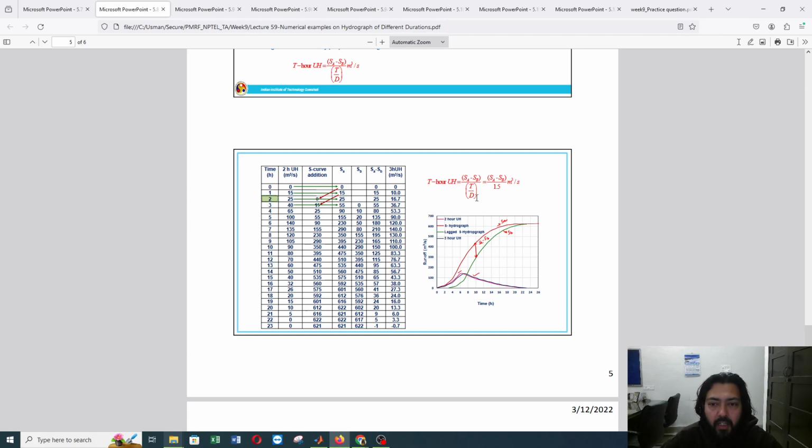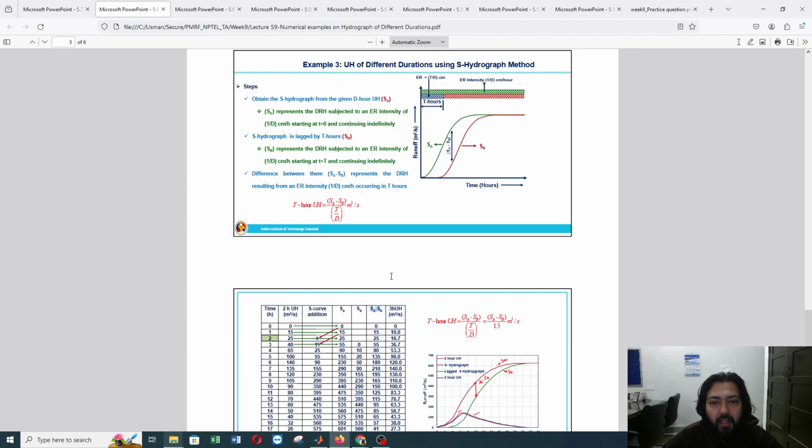So T is 3 and D is the duration of hydrograph that is given to us. The duration of hydrograph given to us was 2. So 3 by 2 is 1.5. So what we are going to do is divide each value of this column, S_A minus S_B, by 1.5, and that will give us the 3-hour unit hydrograph, right?